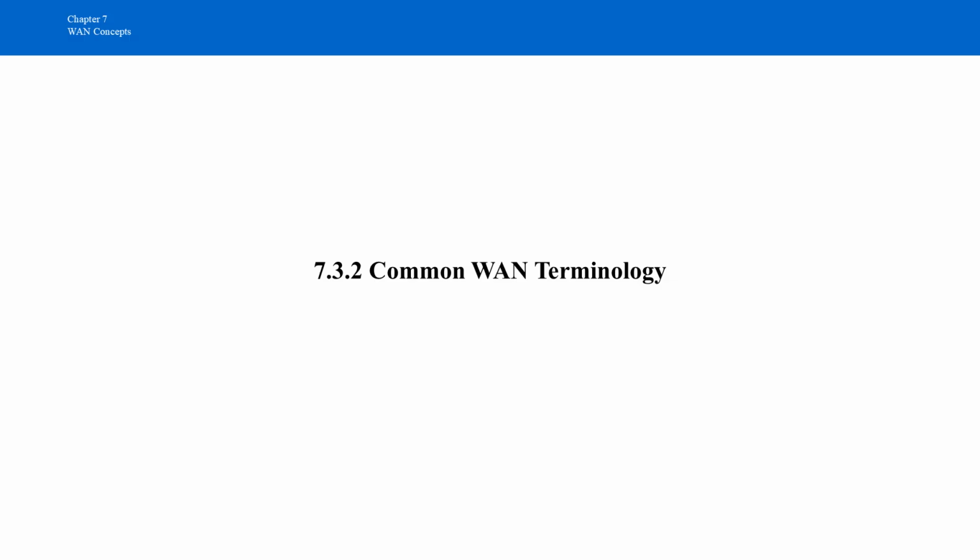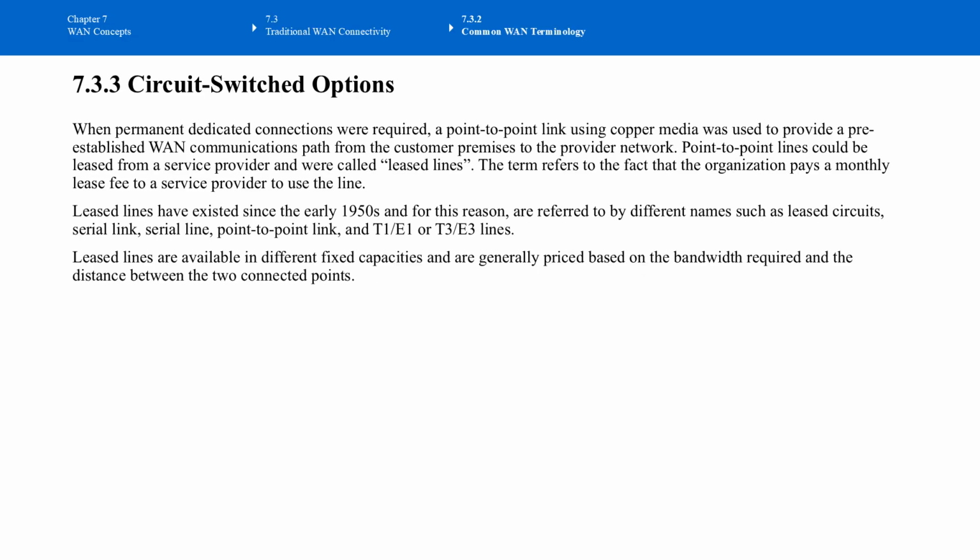7.3.2 Common WAN Technology. When permanent dedicated connections were required, a point-to-point link using copper media was used to provide a pre-established WAN communication path from the customer premises to the provider network. Point-to-point lines could be leased from a service provider and were called leased lines. The term referred to the fact that organizations pay a monthly lease fee to a service provider to use the line.